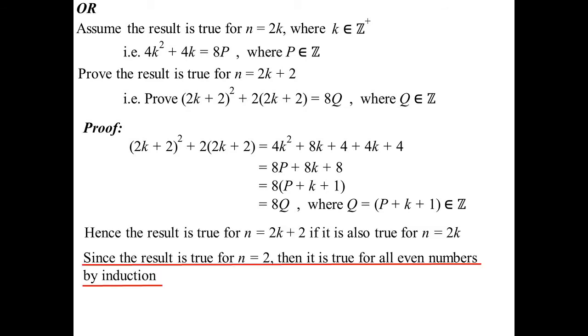Alright, or, as I mentioned, you might find it easier, and maybe I'll find it easier, for assuming true for n equals 2k, where k is an integer. So thus forcing n to be an even number there. So 4k squared plus 4k is 8p. I'm going to prove it for 2k plus 2 though. So (2k plus 2) squared plus 2(2k plus 2). Can I expand that one out correctly? Let's see. And so we get p plus k plus 1 as the factor, and that certainly is an integer. Hence, etc., etc., etc.